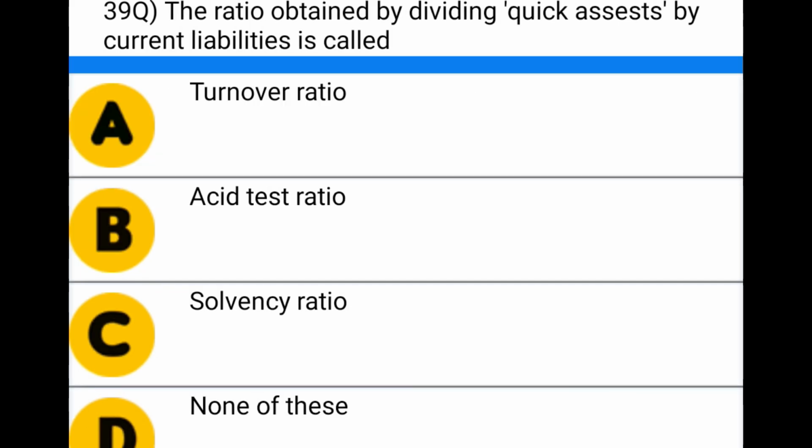Next question. The ratio obtained by dividing quick assets by current liabilities is called option A turnover ratio, option B acid test ratio, option C solvency ratio, option D none of these. The correct answer is option B acid test ratio.